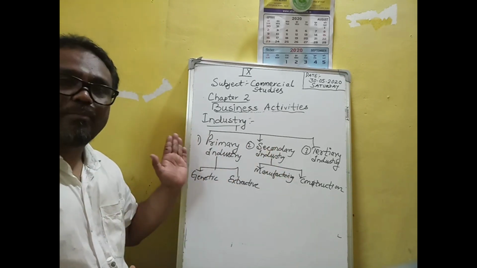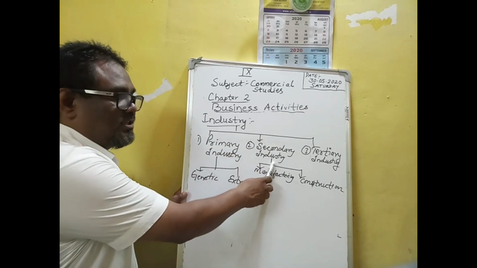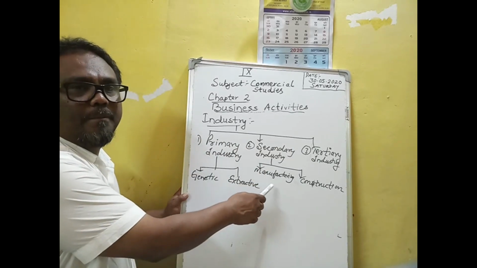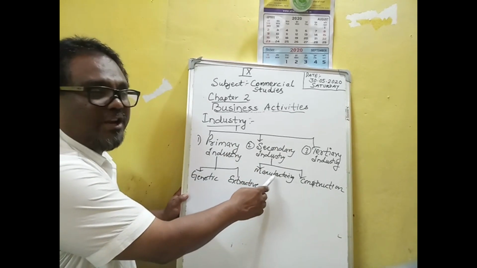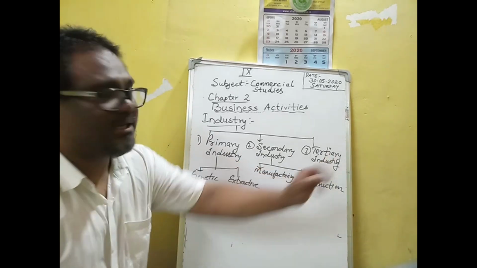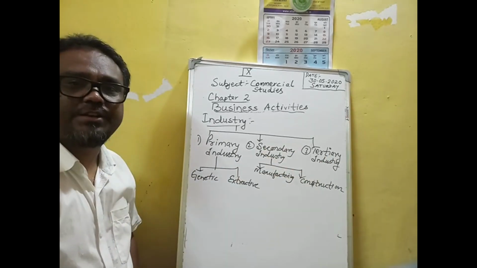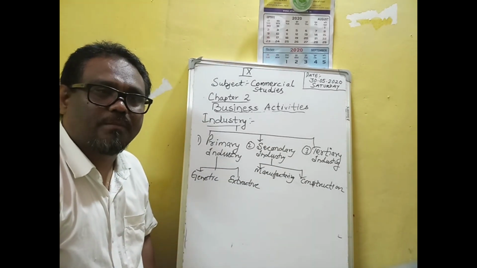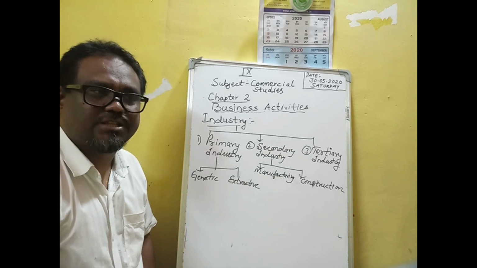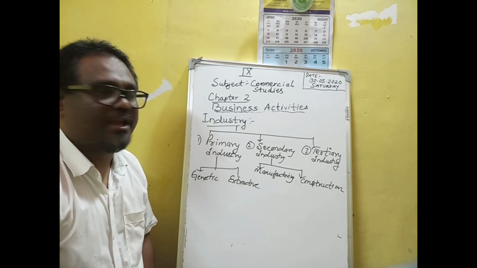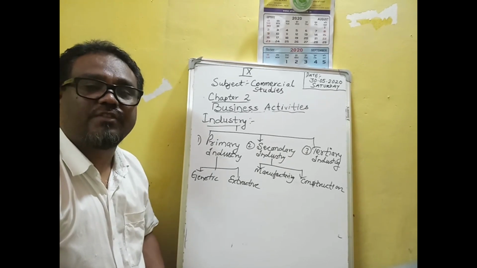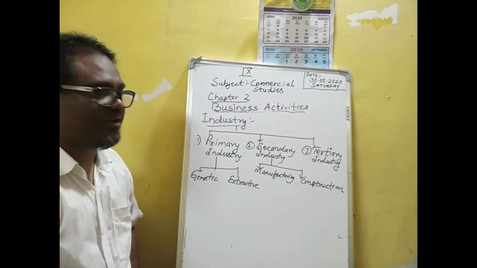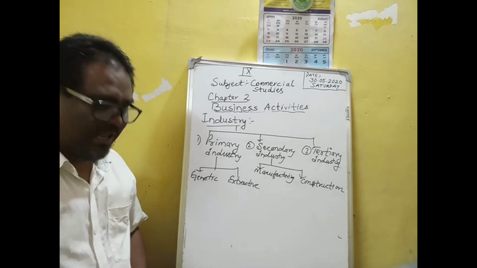Whatever raw materials are provided by the primary industries, the secondary industry processes them and provides the finished product. This is secondary industry. And tertiary industries are the service sector industries. They provide services like warehousing, banking, advertisement agencies, and transportation. So these are the different types of industries we completed in the last class.